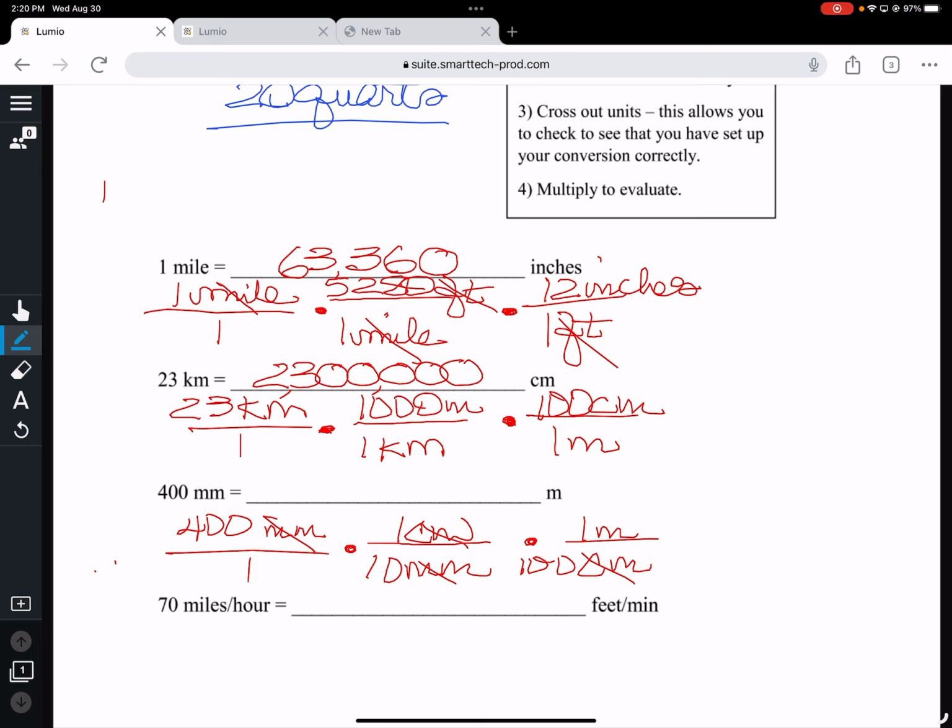If I take 400 and divide it by 10, what do I get? 40. So we're going to move it back one place. And then if I take 40 and divide it by 100, how many places am I going? 2. So 0.4. 4/10 of a meter. All right, we will start there.